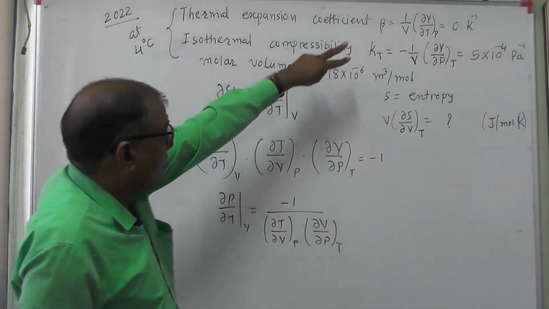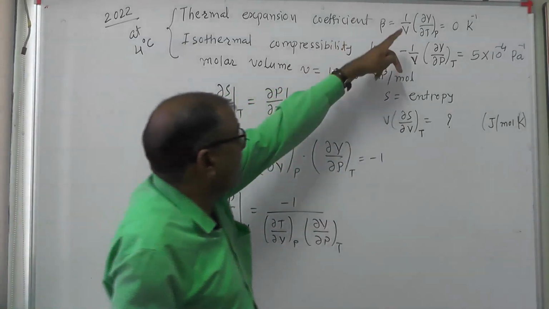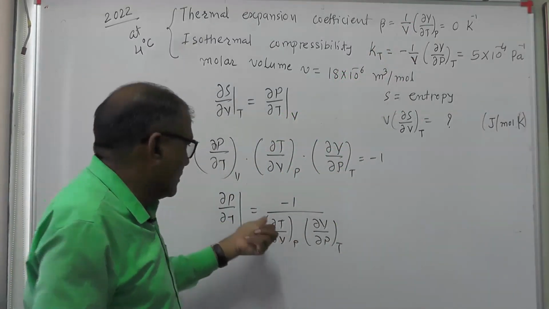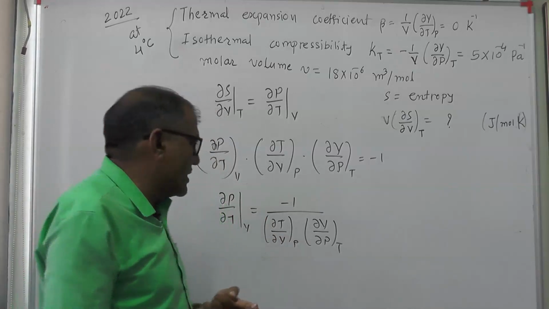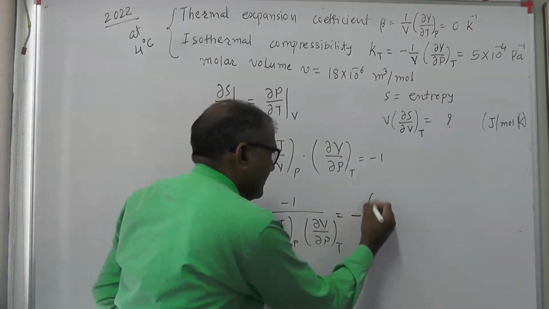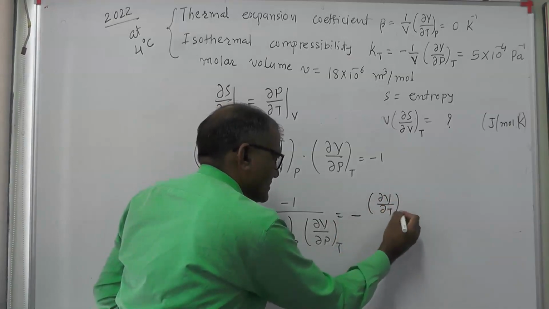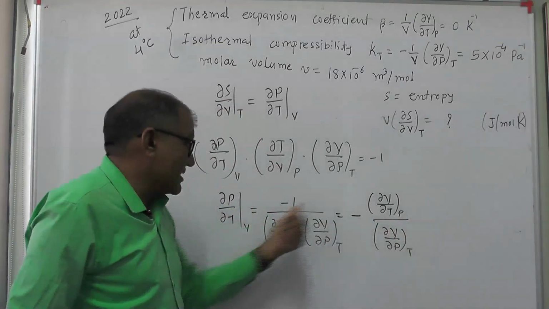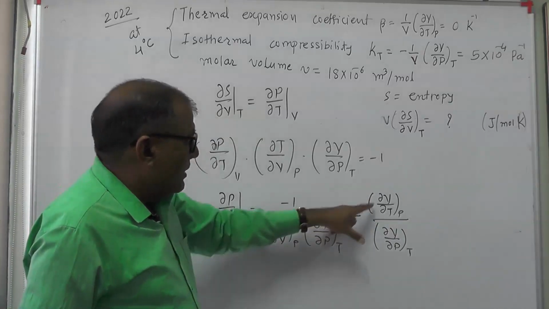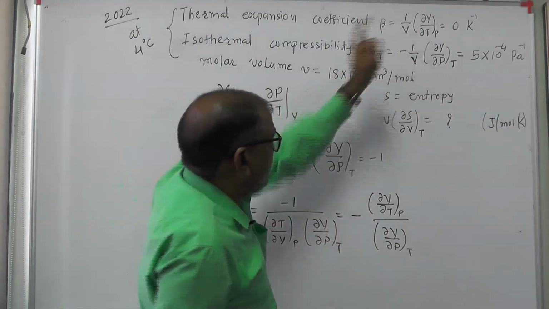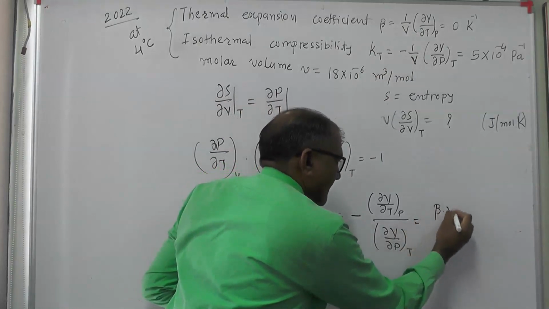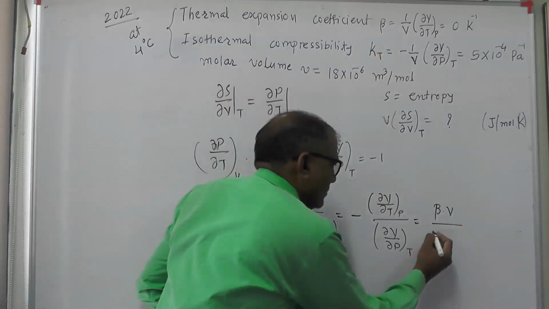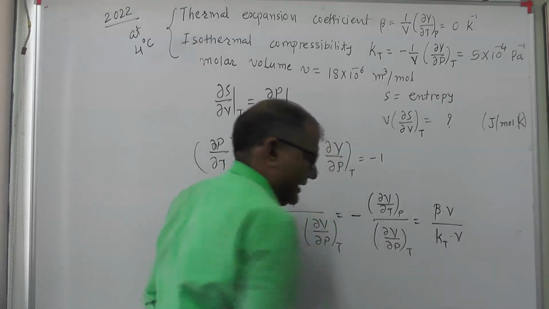In this case, I know two partial derivatives of volume. One is this one and the other is its reciprocal. I can apply the reciprocal relation and write it this way: del V over del T at constant P over del V over del P at constant T. This is taken from the reciprocal relation. Now this is equal to beta into V, and this is equal to minus KT into V. So the minus sign will be cancelled out and this would be KT into V.